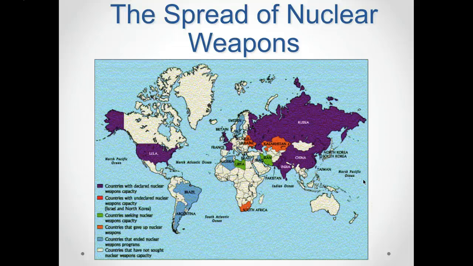We have two countries, though, that haven't announced as being nuclear powers, but it's widely thought that they have nuclear weapons, and those countries are Israel and North Korea. So the biggest issue is nuclear proliferation. That is the spread of nuclear weapons. And most countries on Earth don't have nuclear weapons.